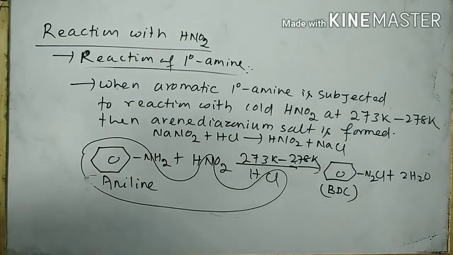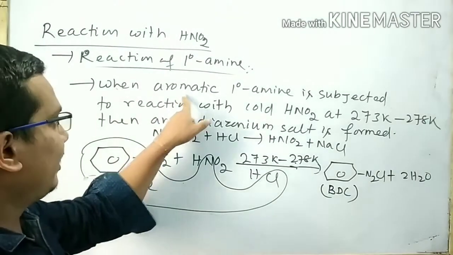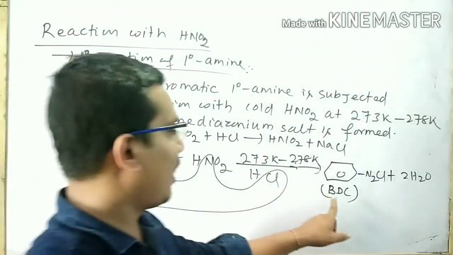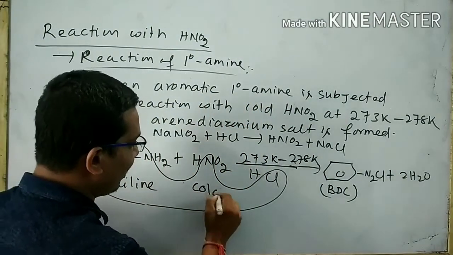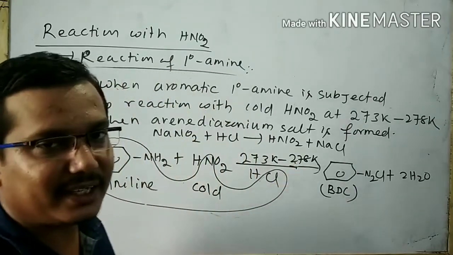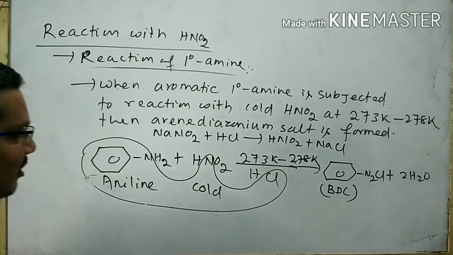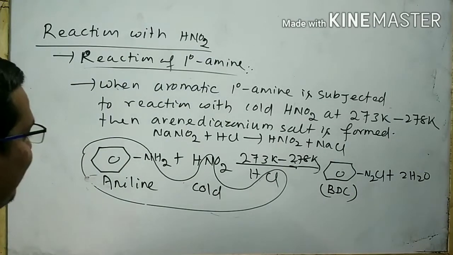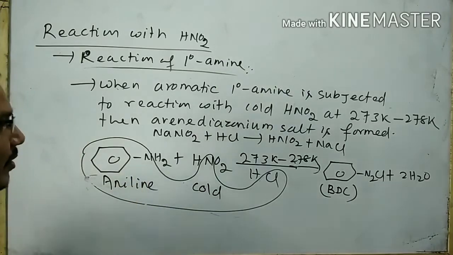Then what is the meaning of diazotization? The reaction of converting aromatic 1 degree amine into aryl diazonium salt by reacting with cold HNO2 at a temperature of 273 Kelvin to 278 Kelvin is called diazotization, and this is an example of diazotization.